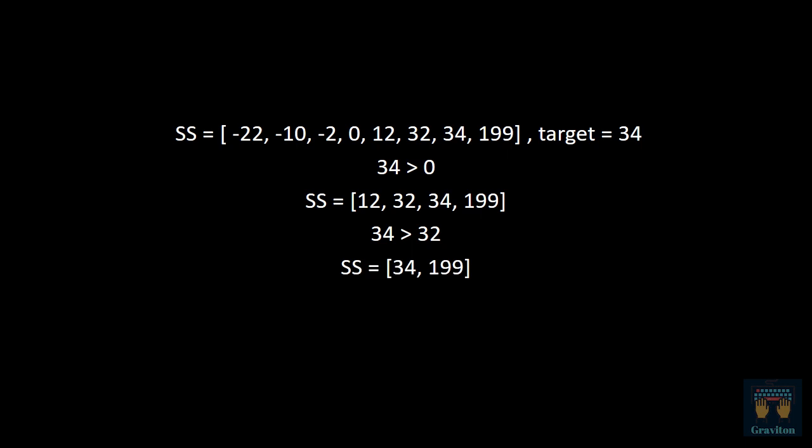Now since there are 2 elements, both of them are middle elements, and we will take the left one, which is 34, and since 34 is equal to our target, we will return the index of 34, which is 6. So I think the algorithm is clear to you now.